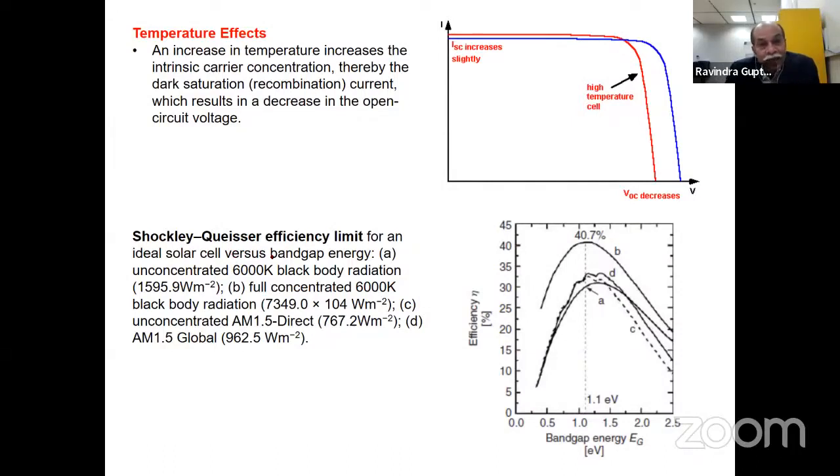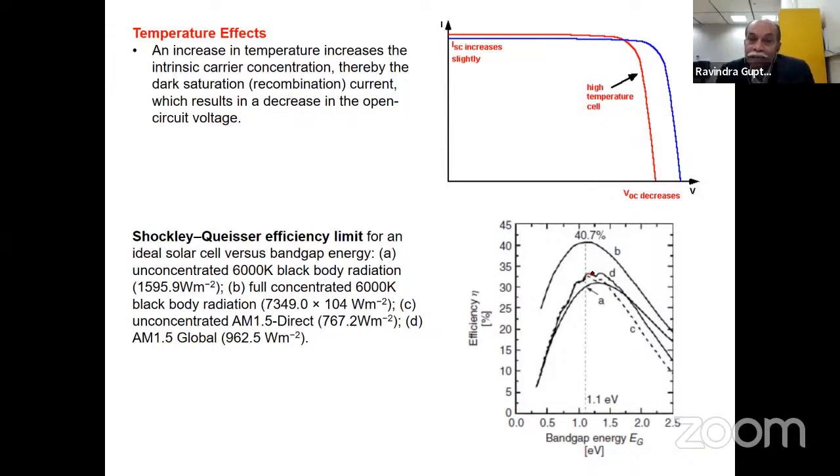And this is the limit. If you see for the PN junction diode, for the black body radiation, you can see here it is A, unconcentrated, so it is around 30%. For the full concentrated, it is B, 40.7%. For AM 1.5G, it is around 32%. This is the limit for the PN junction.